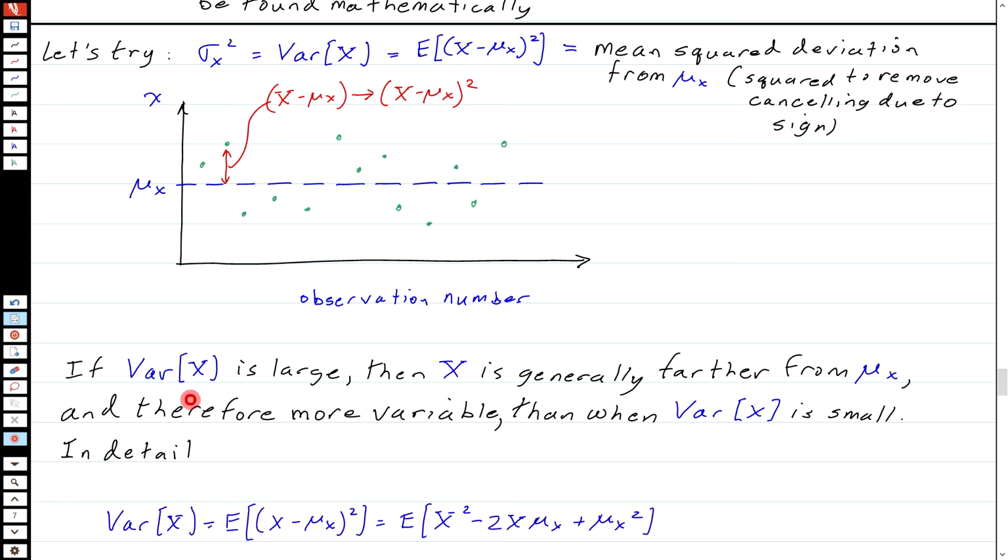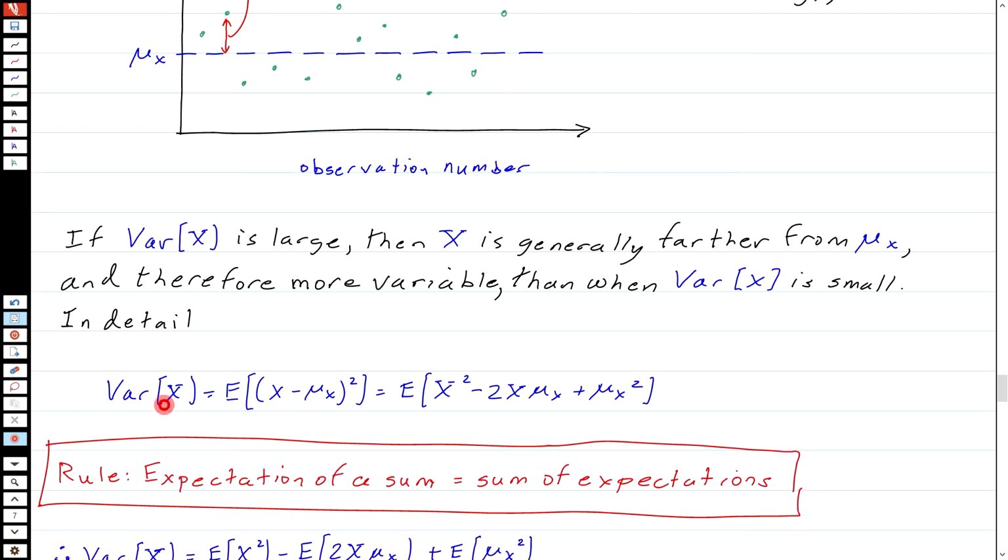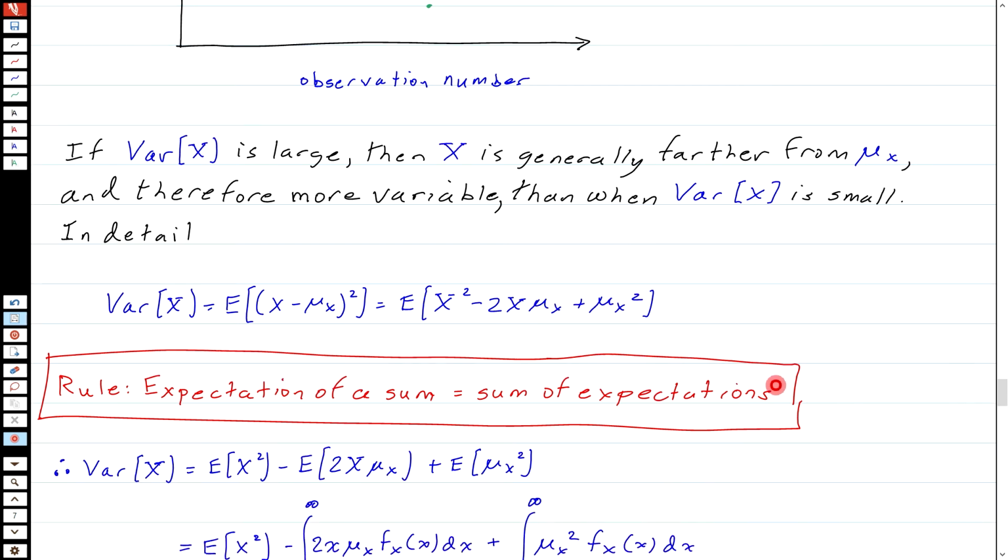And in general, if variance of x is large, then x is generally farther away from mu of x and therefore is more variable. In detail, variance of x is defined as the expected value of x minus its mean, quantity squared. I can expand this square, so it's the expected value of x squared minus 2x mu of x plus mu x squared. Now, I'm going to introduce a rule here that we're going to see quite a lot of. The expectation of a sum is the sum of expectations.